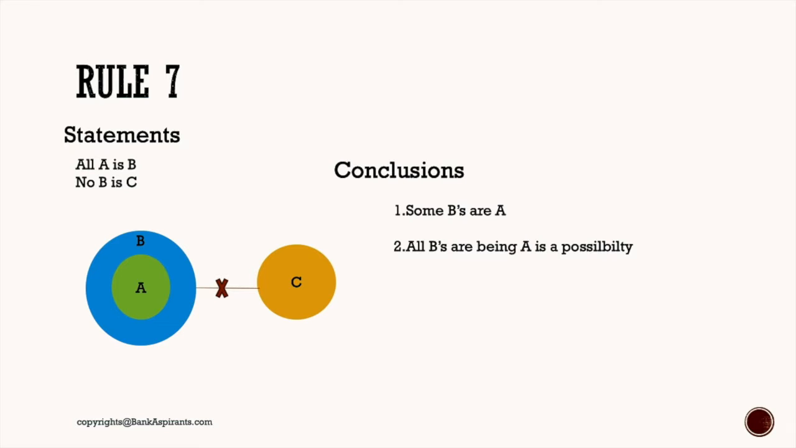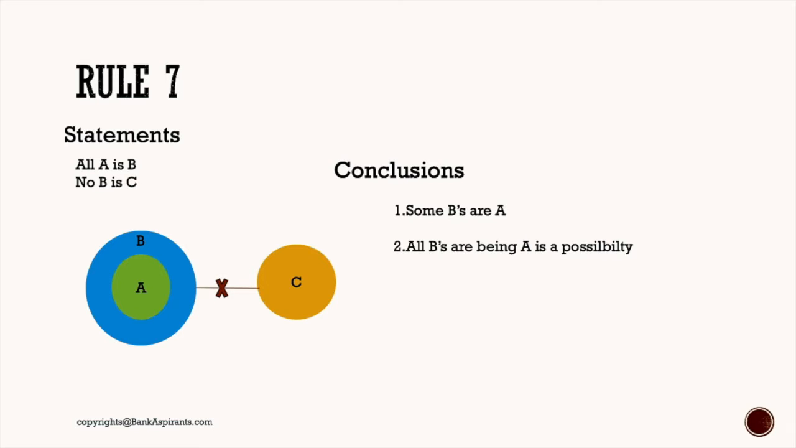Because in the question, we have been given only all A is B. There is some relationship between A and B. But all B's being A is also a possibility. So it is definitely true. The second conclusion also definitely comes true. Okay. And for example, now let me ask a question. Now, if they ask whether some C or all C being A is a possibility, what will you write?